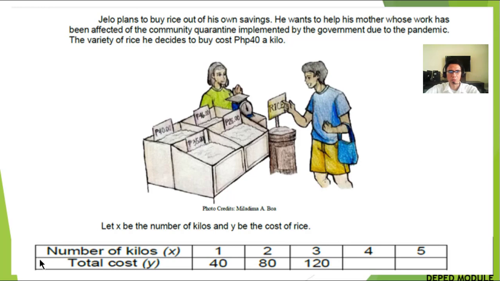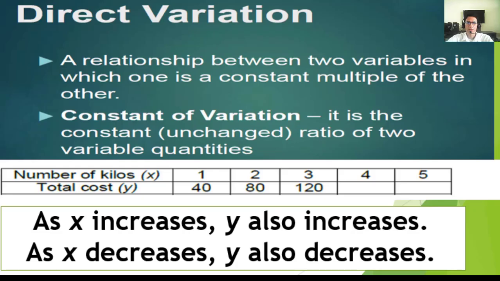As the table shown here, we see the relationship of two quantities, the number of kilos of rice and the total cost of rice. When the number of kilos of rice increases, the total cost of rice also increases. And that's what we mean by direct variation. Direct variation is a relationship between two variables in which one is a constant multiple of the other. Constant of variation is the constant unchanged ratio of two variable quantities.